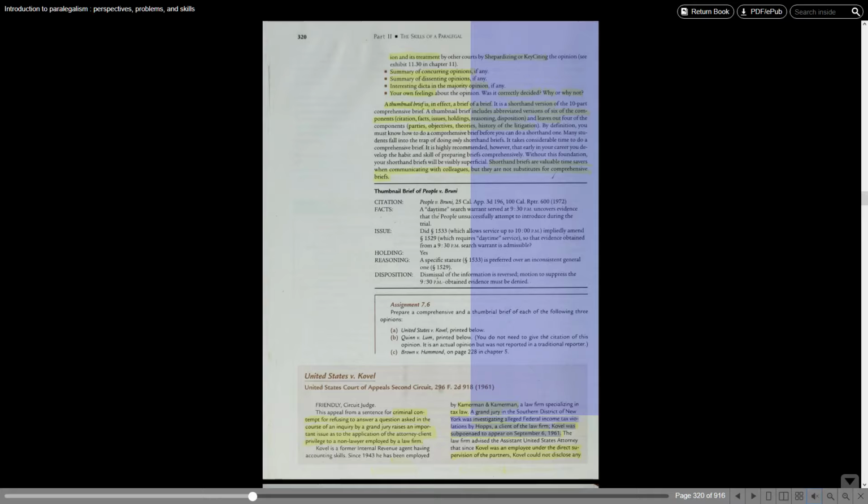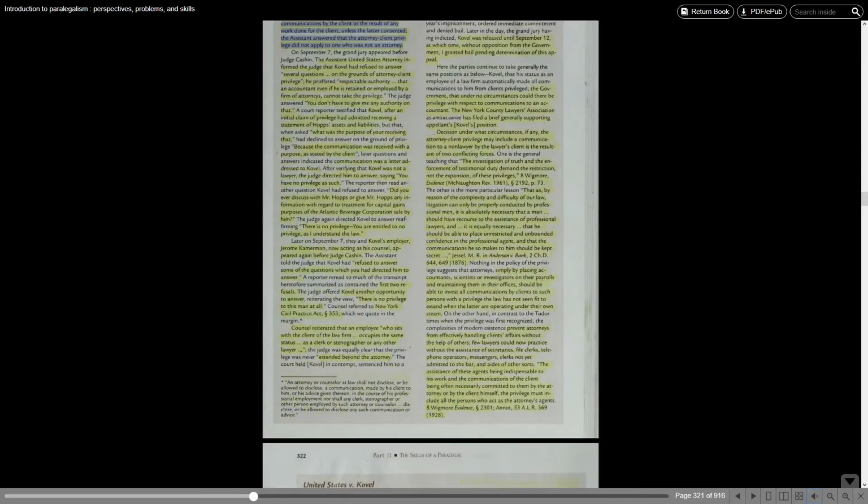Koval was subpoenaed to appear on September 6, 1961. The law firm advised the Assistant United States Attorney that since Koval was an employee under the direct supervision of the partners, Koval could not disclose any communications by the client or the result of any work done for the client unless the latter consented. The assistant answered that the attorney-client privilege did not apply to one who was not an attorney. On September 7, the grand jury appeared before Judge Cashin.